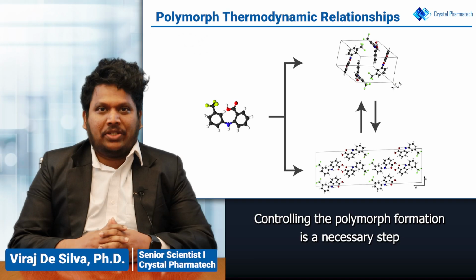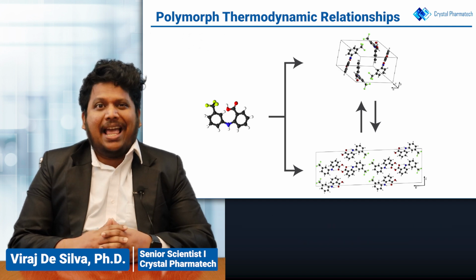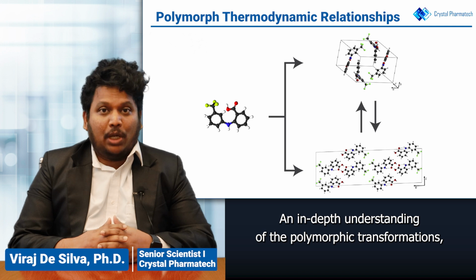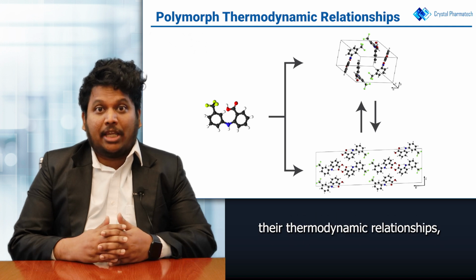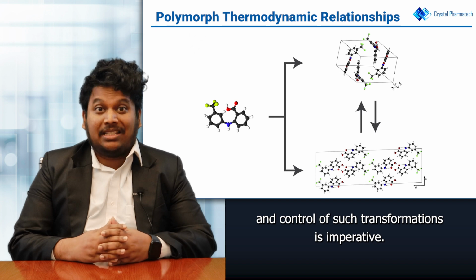Controlling the polymorph formation is a necessary step in our drug discovery and development. An in-depth understanding of the polymorphic transformations, their thermodynamic relationships, and control of such transformations is imperative. In a polymorph screen, we are trying to discover how many polymorphs the API has.